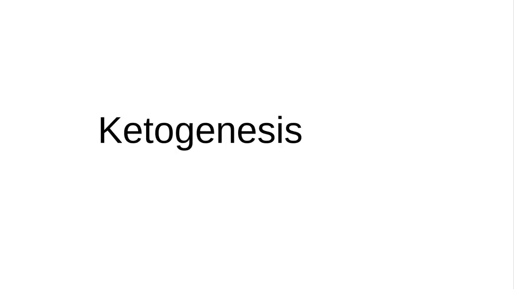Next, we're going to be talking about the process known as ketogenesis. Ketogenesis is how organisms create ketone bodies from the breakdown of fatty acids and ketogenic amino acids. The procedure provides energy to a number of organs, especially the heart, brain, and skeletal muscle.